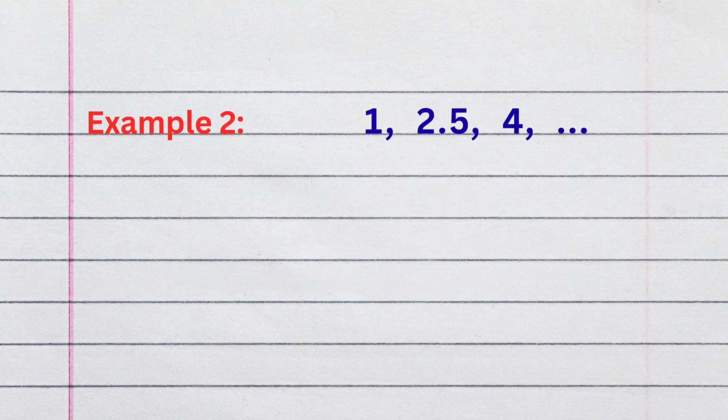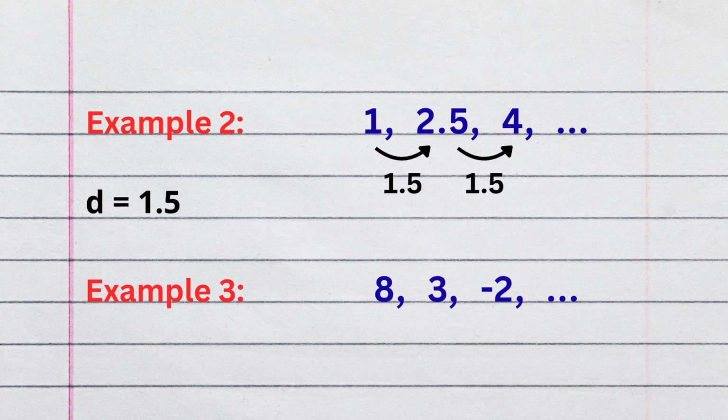The common difference can also be a decimal or a fraction. For example, look at this sequence, 1, 2.5, 4, and so on. Here, each term increases by 1.5, so d equals 1.5. It doesn't have to be a whole number. Even d can be negative. Look at this sequence, 8, 3, minus 2, and so on. Each term goes down by 5, so d is minus 5.